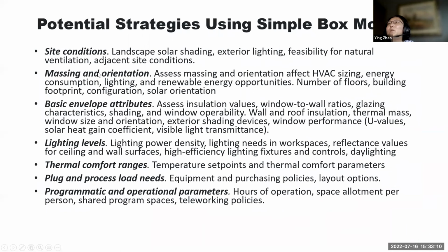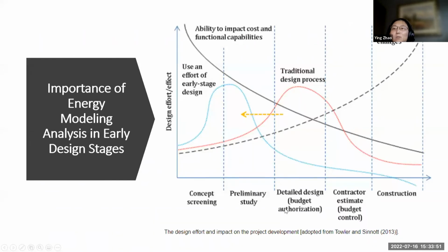Potential strategies using simple box models would be site conditions, like solar, mass orientation, natural ventilation, and basic envelope attributes. We already talked about that. Lighting levels, everything here: you can analyze everything related to energy, but at the beginning of the phase, probably focus on the most important things like these. We already talked about that.